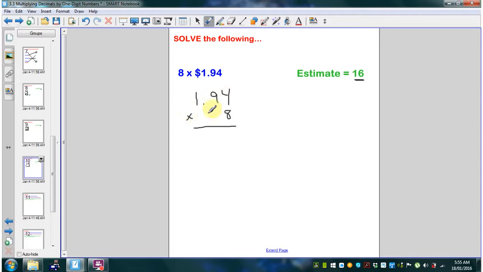Alright, 4 times 8 is 32. Carry our 3. 9 times 8. Okay, you should know that one right offhand. If not, you can use the finger trick that you do. But it's 72. 72 plus 3 is 75. Carry my 7. 1 times 8 is 8, plus 7 is 15.